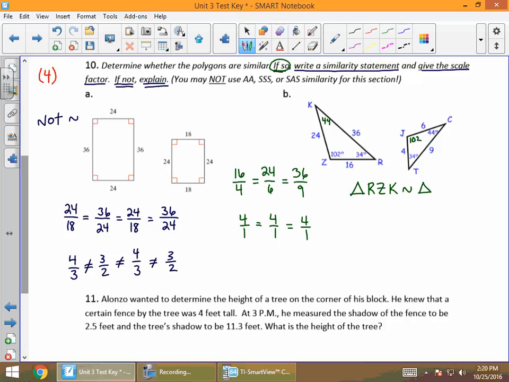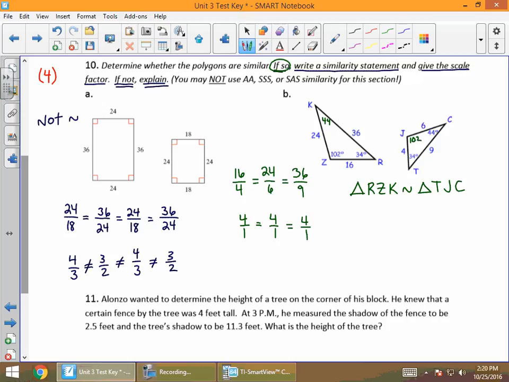Now it matters. R is 34 degrees, so T has to come first. Z, which is 102 degrees, so J will come second. And then K, which is 44 degrees, is C. So the similarity statement is 2 triangles. The order does matter. They just have to match up the right way. So write a similarity statement. I did. You got 1 point for the similarity statement.